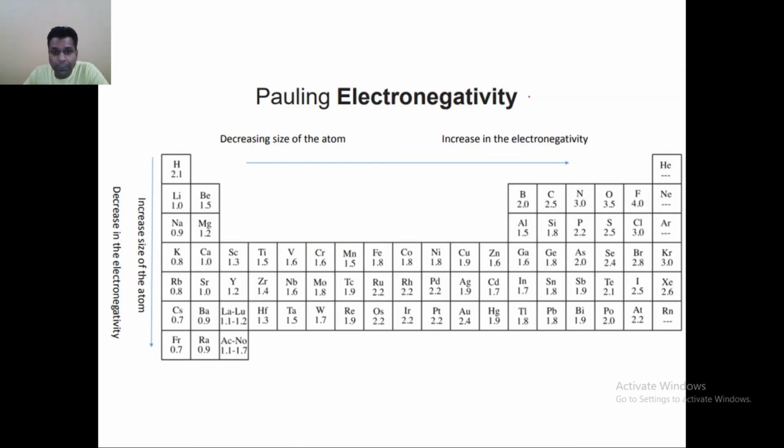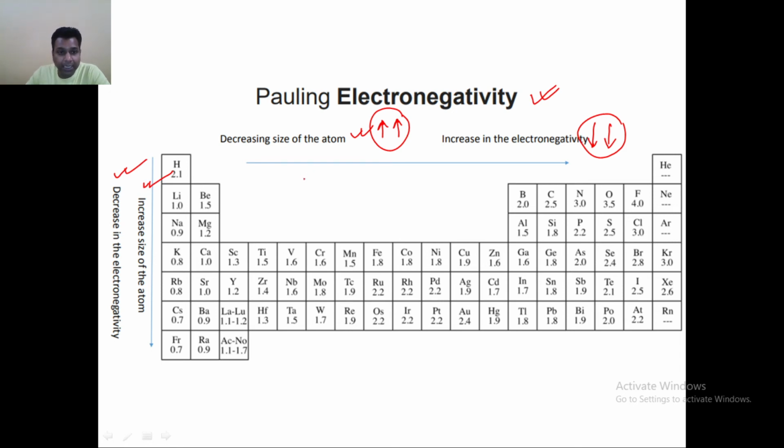Now this is Pauling electronegativity, which I have tried to explain with the help of the periodic table. As you go from left to right in the periodic table, the size of the atom is going to decrease, and if size decreases, then electronegativity will increase. Similarly, when you go from top to bottom in the periodic table, there will be an increase in the size of the atom and a decrease in the electronegativity.